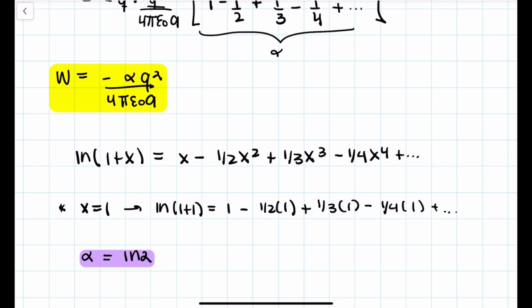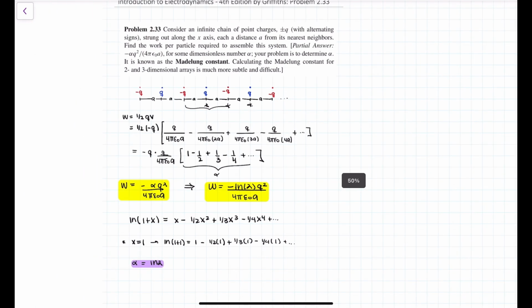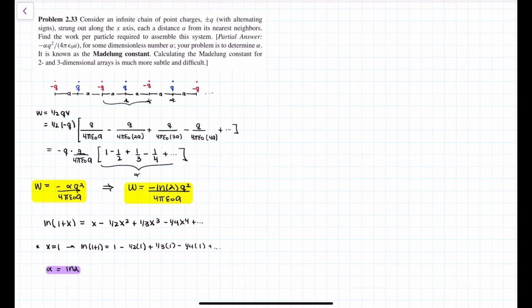So if we want to plug into the work that we found, we basically would have that the work is equal to a negative natural log of 2 times q squared over 4 pi epsilon naught a. Okay, so we successfully calculated the work per particle to assemble the system, and we defined the Madelung constant. Thank you for watching.